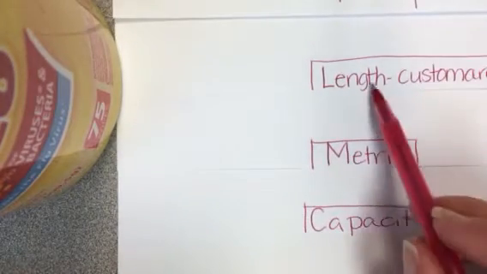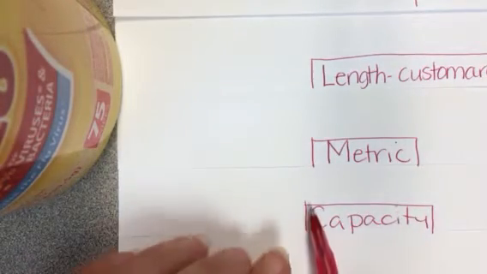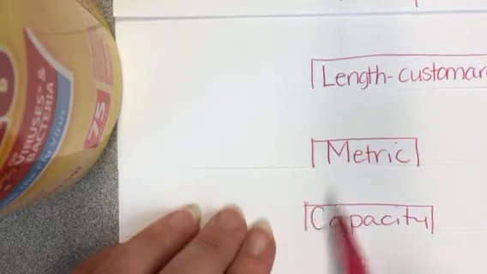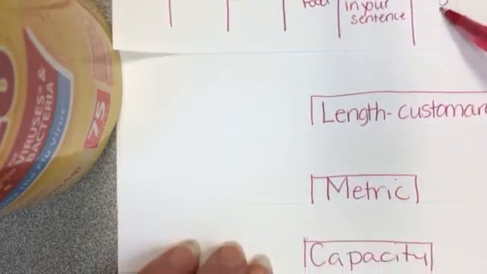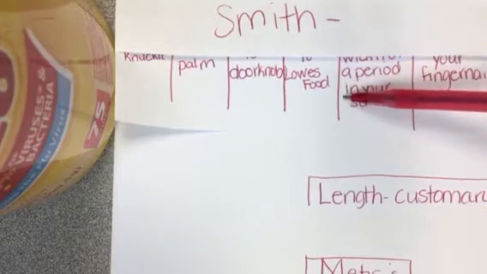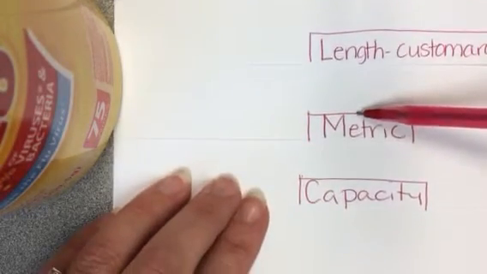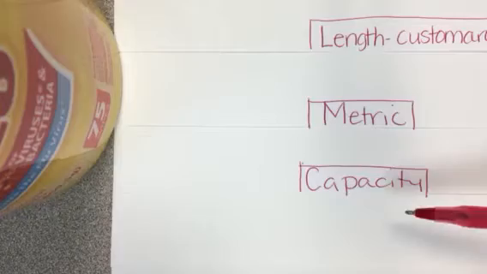Okay, so we've talked about length, customary, we've talked about metric. Now today we're talking about capacity. So right underneath of metric, that would be 1, 2, 3, 4, 5 down. We're writing capacity.